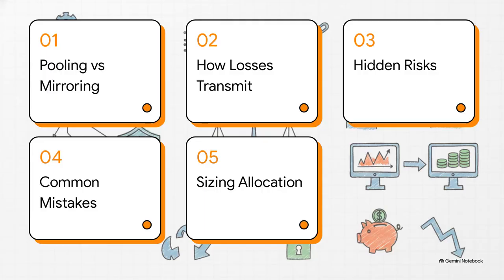Okay, let's dive into this. Here is our roadmap for today. Number 1, pooling versus mirroring trades. Number 2, how losses transmit. 3, hidden risks. 4, common mistakes. And finally, number 5, sizing your allocation.